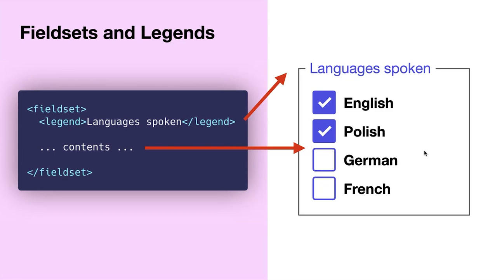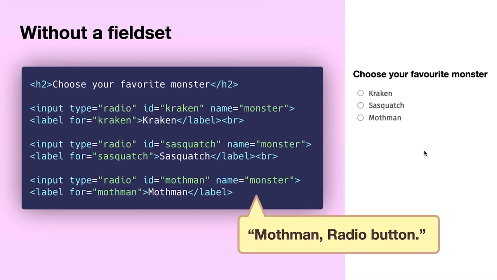Nice and simple. Why on earth does this matter? Why do we care? Well, let's look at some radio buttons without a fieldset. You may remember that the text that is not directly linked to a field is going to be ignored, right? So this header 2 you have here, "choose your favorite monster", that is going to be ignored, amazingly enough, because you're in a form. So you're not going to hear that. You're just going to hear something like Kraken, radio button, Sasquatch, radio button, Mothman, radio button. And that's it. And you can select one. You don't actually know what the question is.